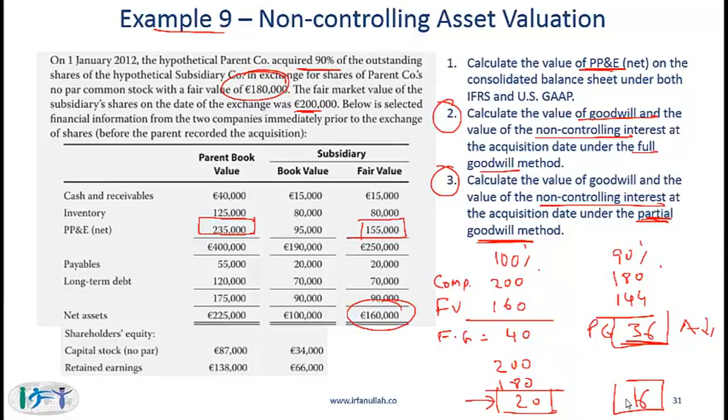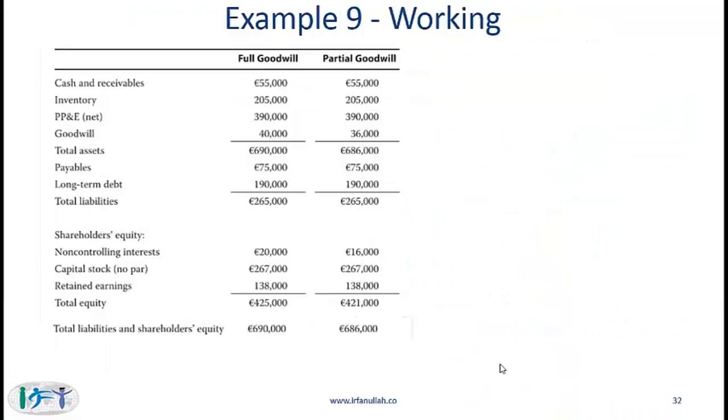What you are noticing here is that with the partial goodwill method, both the assets and the equity numbers are lower relative to the full goodwill method. Now, I have effectively solved this problem for you, but what I want you to do is come up with the consolidated balance sheet using both the full goodwill method and the partial goodwill method. And here is what you should come up with.